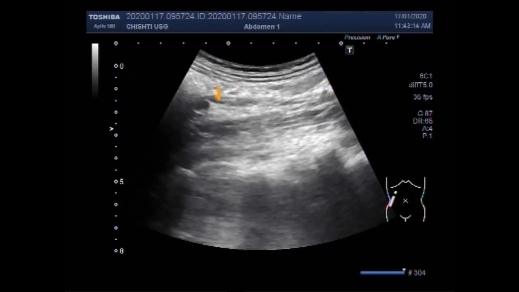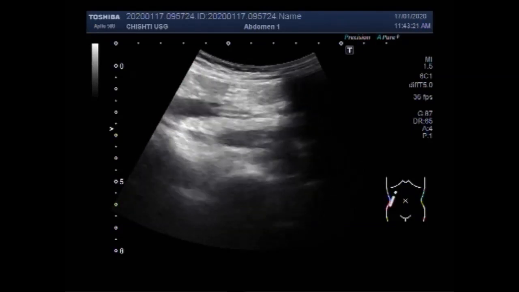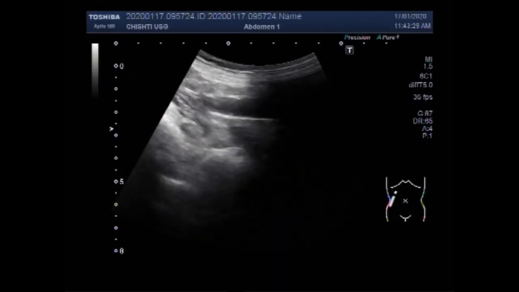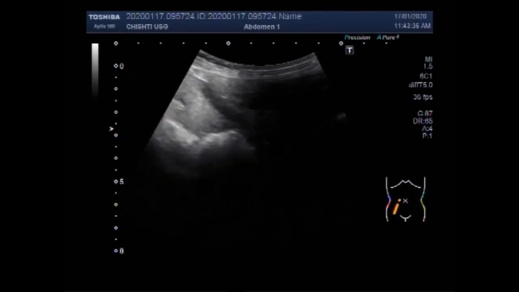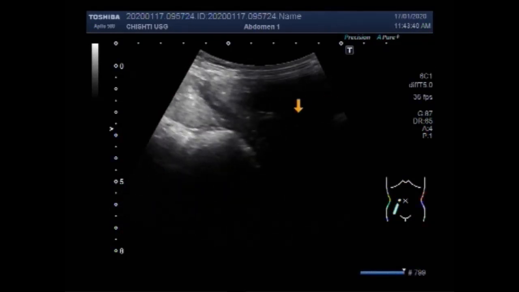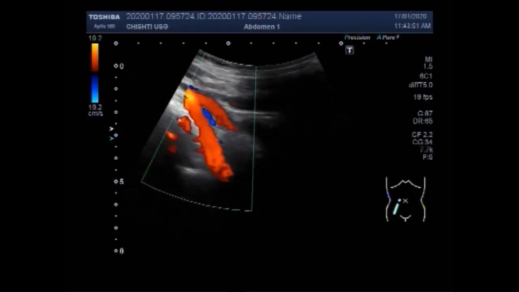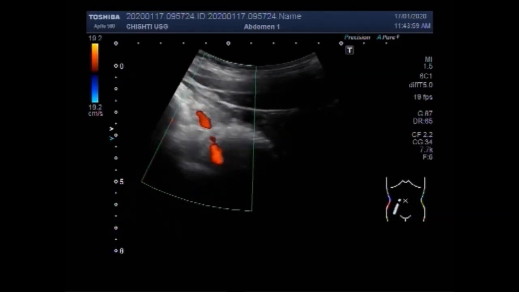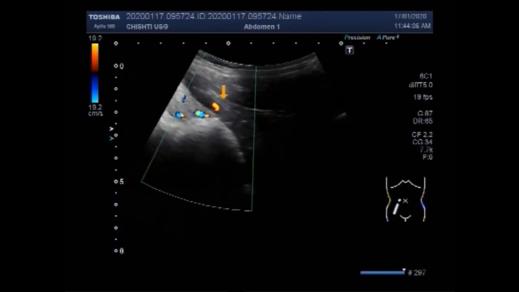This is the right ureter. And now the ureter crosses the iliac vessels. This is the right ureter crossing the iliac vessels. Again, you can use the blood flow to differentiate between the ureter and the blood vessels. Now you can see there is no blood flow seen in the right ureter in this case.